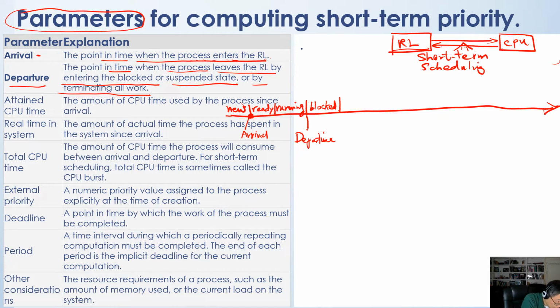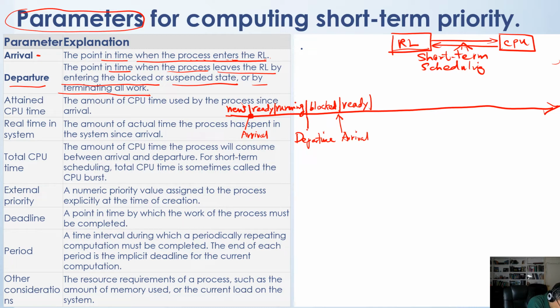Now it's possible that once the process is in the blocked state, it suddenly gets the resource. So it's ready to run, and it will go back to the ready state. The state is going to be changed to ready again. This time it enters the ready list again. So that's another arrival time.